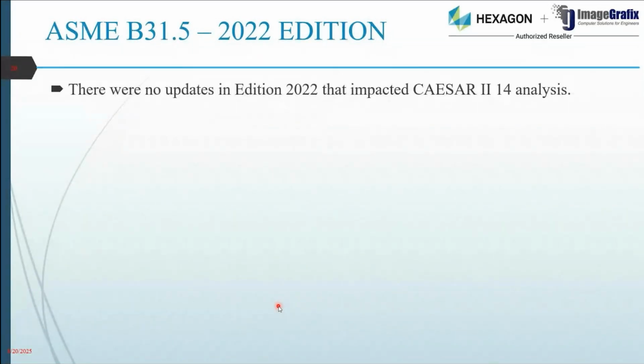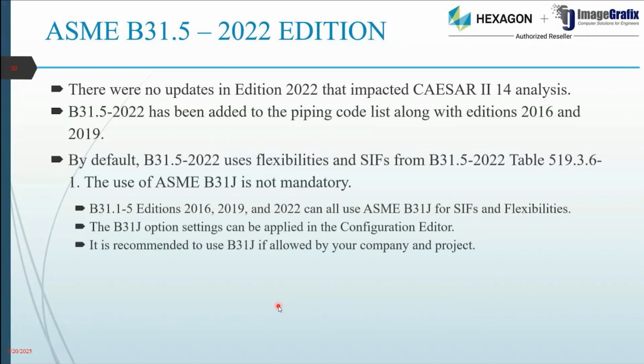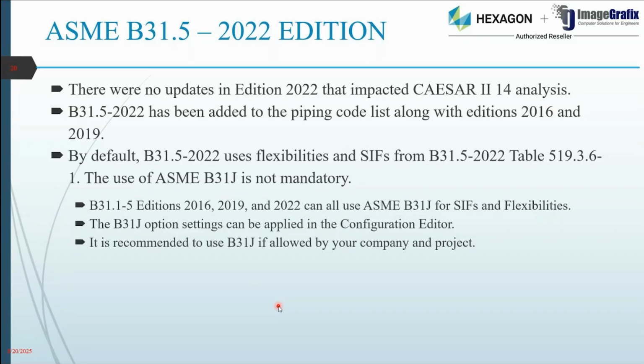When I speak about the B31.5 2022 edition, there have been no major updates in the code edition itself, and Caesar II has just implemented the updated code release, making it mandatory, as this is made mandatory by many of the code requirements. Flexibilities and SIFs are from B31.5 table 519.3.6. The use of B31J is not mandated, but as a user, the software supports you to use B31J if and when required or recommended for your project and company requirements.